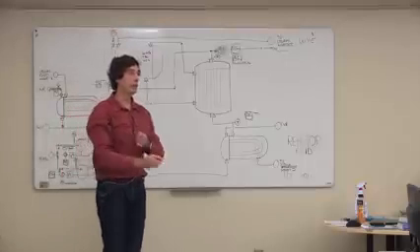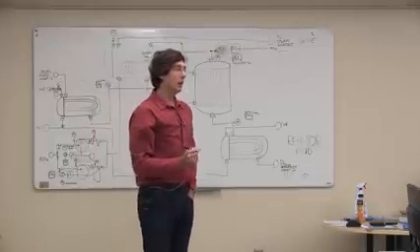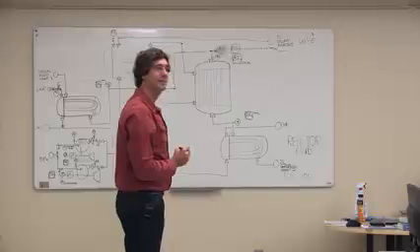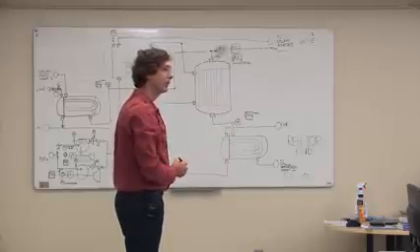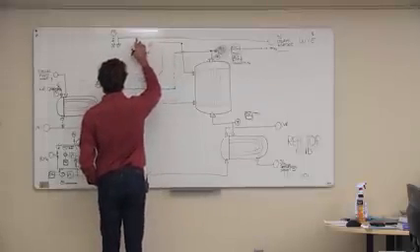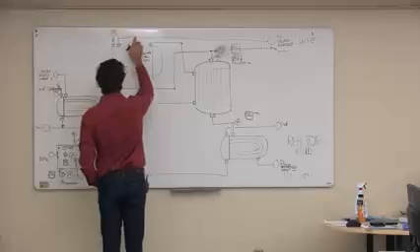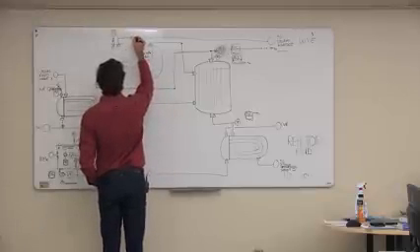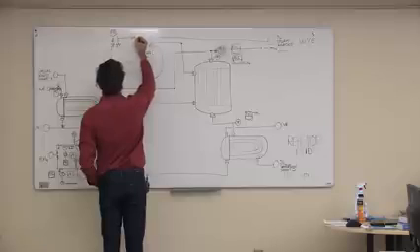Now what do we do? Now what else do we need? We need to regulate the vapor flow rate out of here, exactly. Okay, so we need to basically put a control valve in, right? Like that.